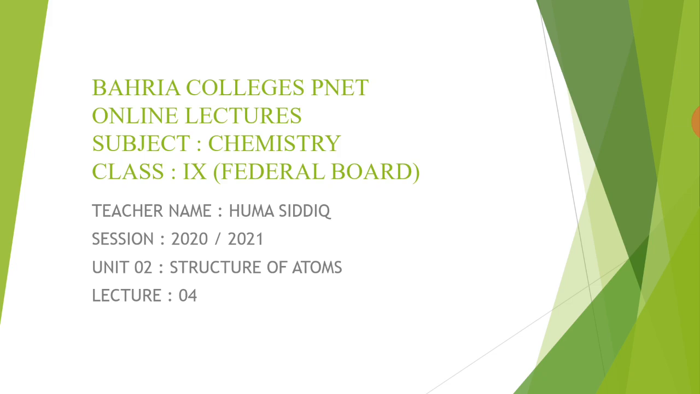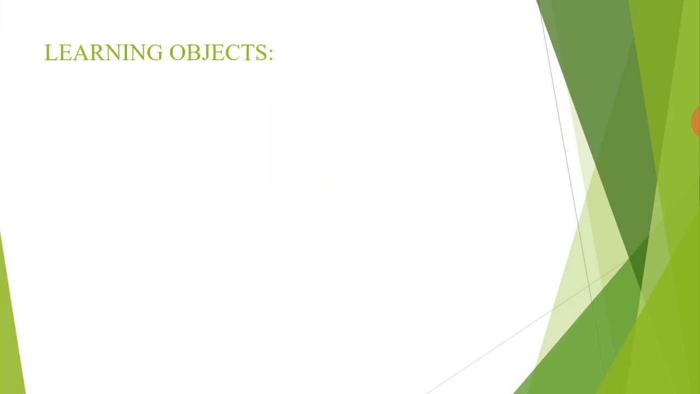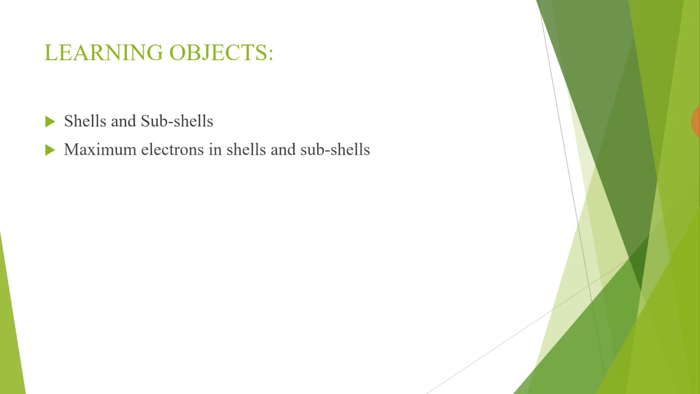Today is your 11th online class of class 9 Federal Board. Subject is chemistry. Today we will discuss electronic configuration. Learning objectives of this lecture: at the end of this lecture you will be able to define and differentiate between shells and subshells, maximum electrons in shells and subshells, Aufbau principle, and electronic configuration.